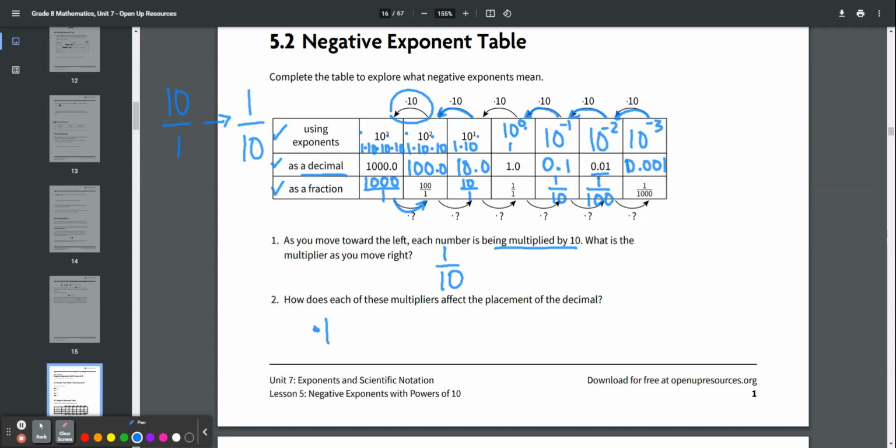Times 10 does what to the decimal? Well, we see that when we multiply by 10, as we work our way from left to right, the decimal is slowly moving to the right. So times 10 increases the value. Moves the decimal to the right.